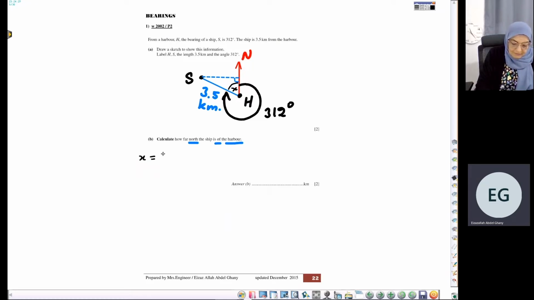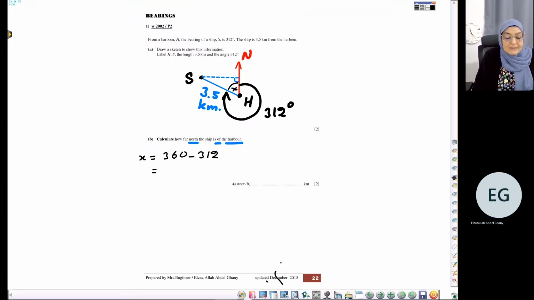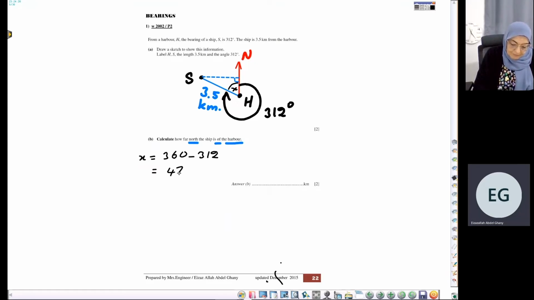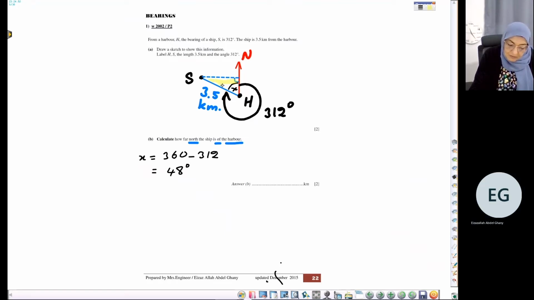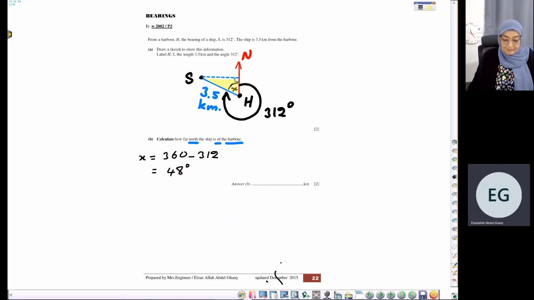Angle X is 360 minus 312. So angle X will be how much? 48. Is it a bearing? Shall I write it like 048? No, it's not a bearing. It's anti-clockwise. After finding this, we have to deal with this highlighted triangle.